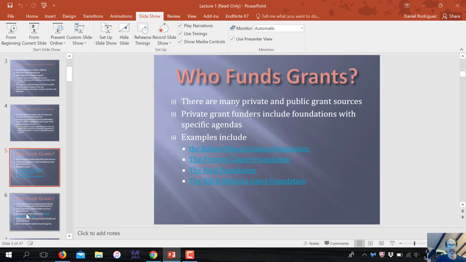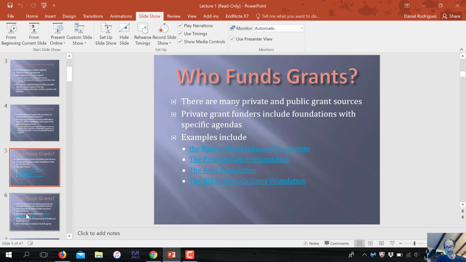In terms of grants, we have private and public sources for grants. The government is the public. We'll talk about that in a second. But under the private sources, there are different foundations. One of them is the Robert Wood Johnson Foundation, which is out of New Jersey, actually. And they do a lot of funding in public health.